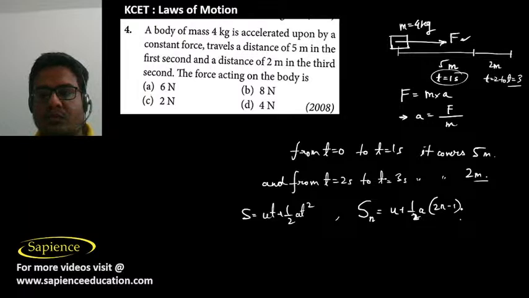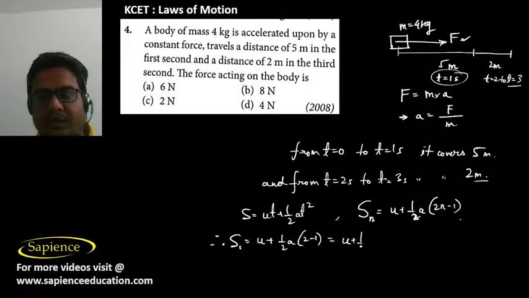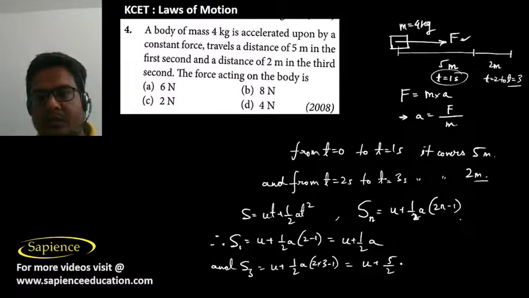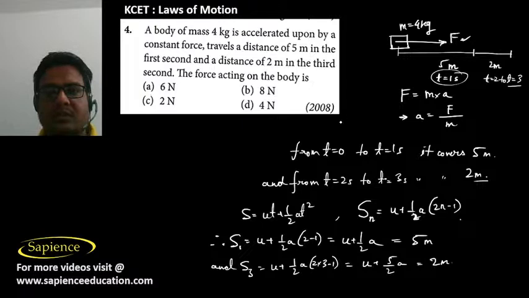u plus half a into 2n minus 1. So the displacement in the first second, s1, will be equal to u plus half a into 2 minus 1, so that is u plus half a. Then the displacement in the third second is equal to u plus half a into 2 into 3 minus 1, so that is u plus 5 by 2 a. So u plus half a is equal to 5 meters, and u plus 5 by 2 a is equal to 2 meters in the third second.